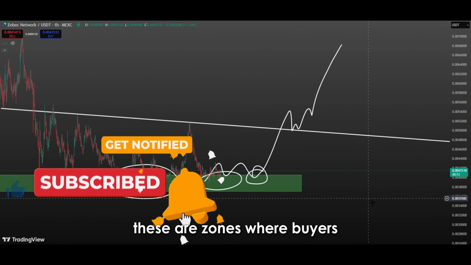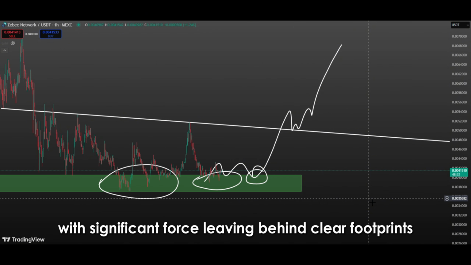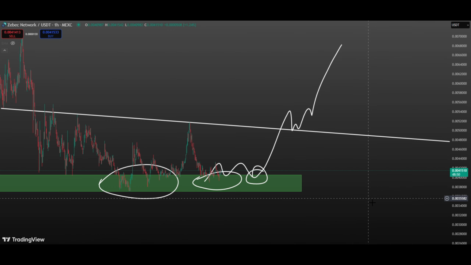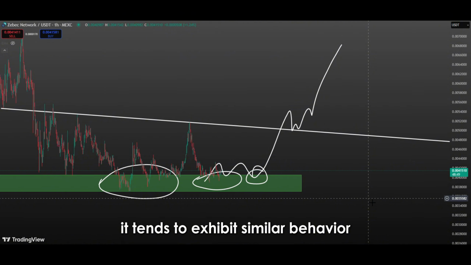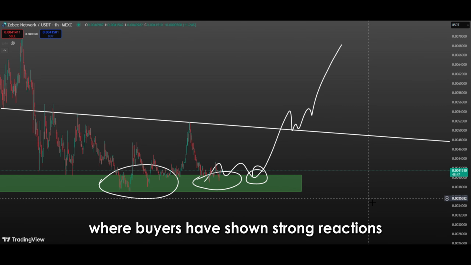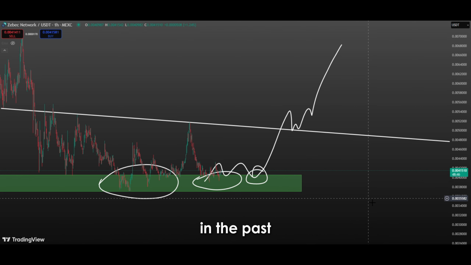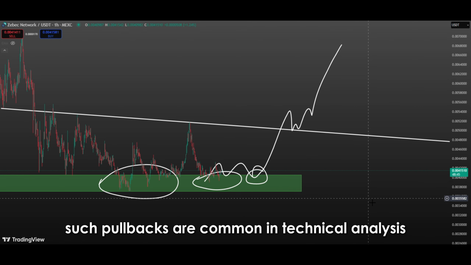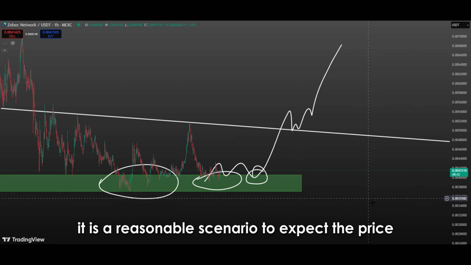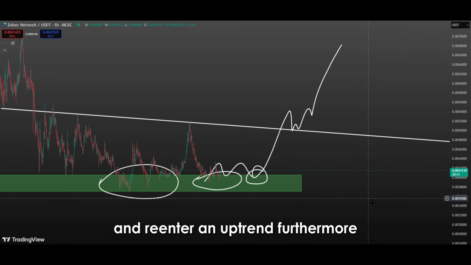These are zones where buyers have previously entered the market with significant force, leaving behind clear footprints. As a result, when the price returns to these areas, it tends to exhibit similar behavior. In the current situation, the price has once again touched a zone where buyers have shown strong reactions in the past. Such pullbacks are common in technical analysis and often result in strong rebounds. In this context, it is a reasonable scenario to expect the price to bounce from this zone and re-enter an uptrend.